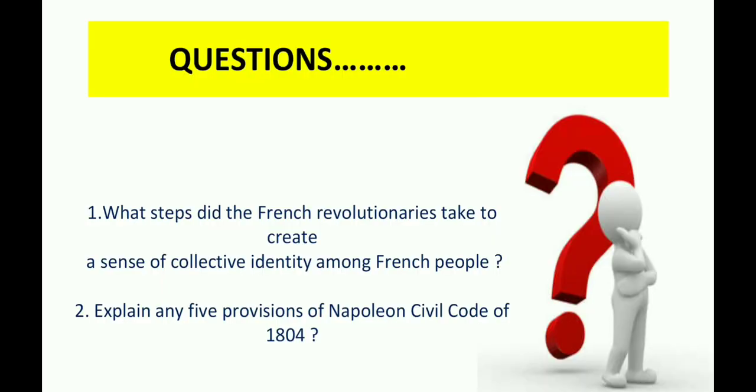Now, the questions formed from this part are: first, what steps did the French revolutionaries take to create a sense of collective identity? The second question is: explain any 5 provisions of Napoleon's Civil Code of 1804.